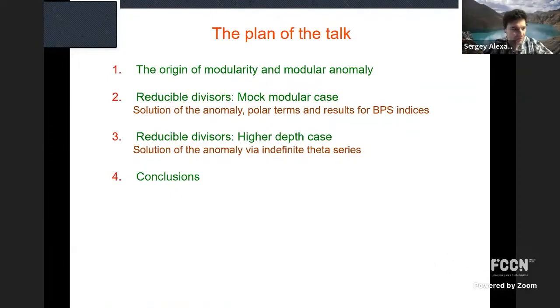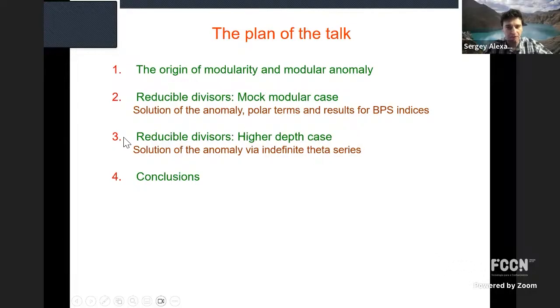So this is the plan. First, I will explain the origin of modular properties, and you will see that for more complicated cases, they are also more complicated, namely there will be a certain modular anomaly appearing. Then I will concentrate on the simplest non-trivial case, which corresponds to mock modularity, where we can solve the modular anomaly, then we can find the corresponding polar terms and find precise results for BPS indices.